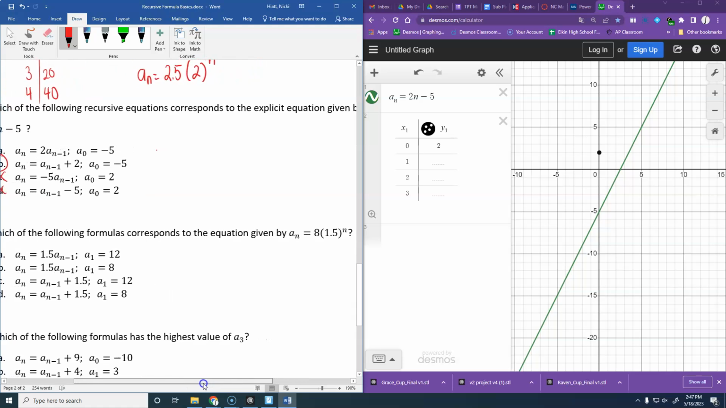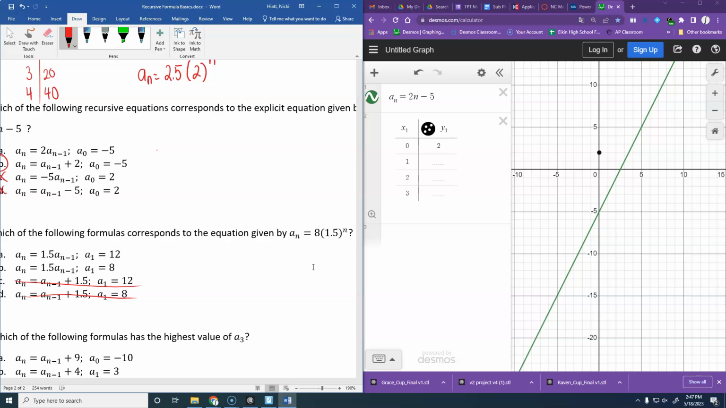Okay, what do you guys think about this next one? Which of the following formulas corresponds to the equation given by a sub n equals 8 times 1.5 to the n power? Okay, first of all, is that linear or exponential? Exponential. So get rid of C and D. We can take out C and D because those are adding. Adding is going to be linear. All right, what do you think, Aiden? I think it's A because it says A1 equals 12, what makes like A is multiplied by 1.5.